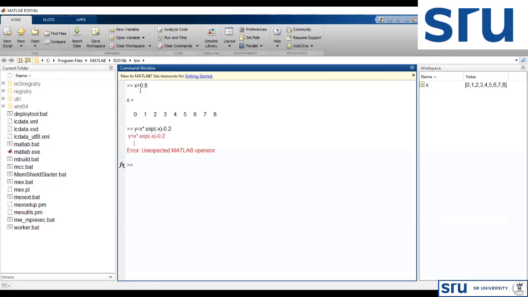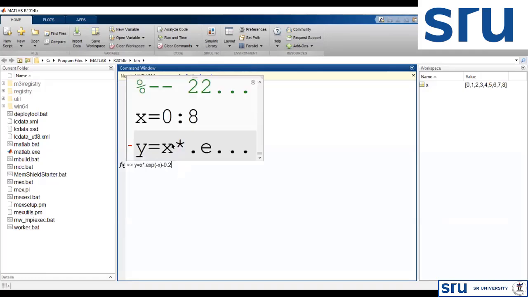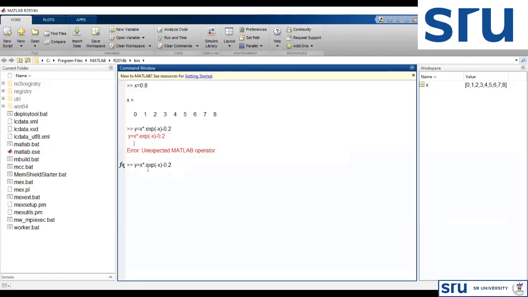Okay, so here it is showing some error. So what error? You can see here: unexpected MATLAB operator. That error is coming. Just you have to change the exponential. Why did this error come? Can anyone guess? We have discussed this in the second class of MATLAB.